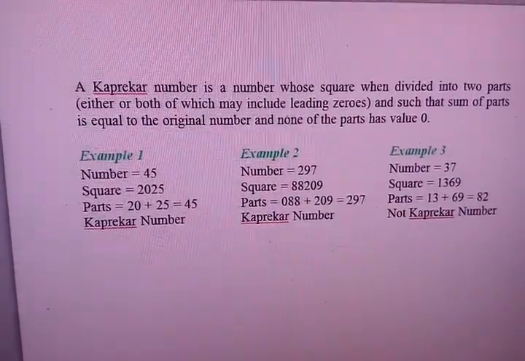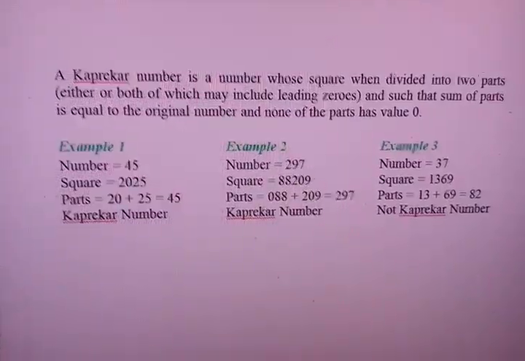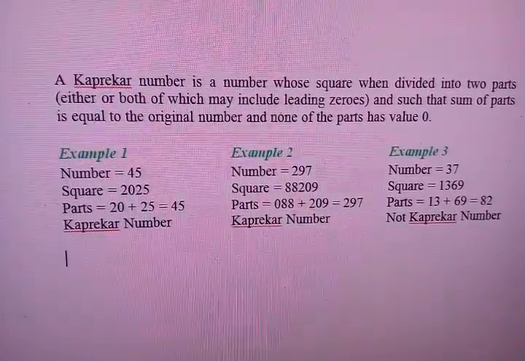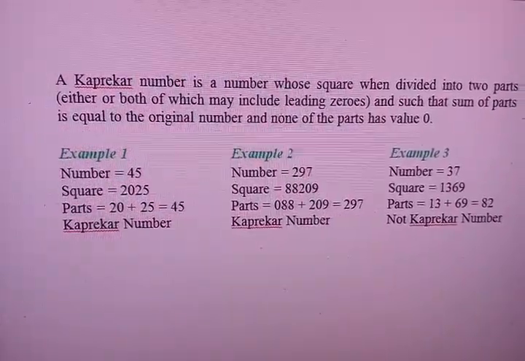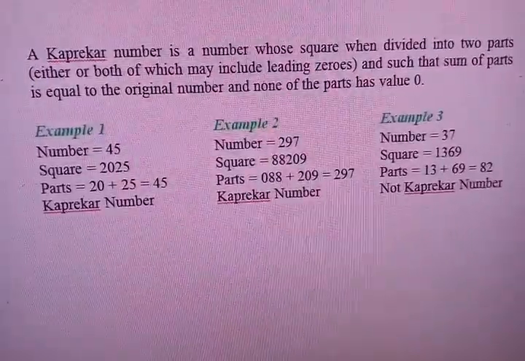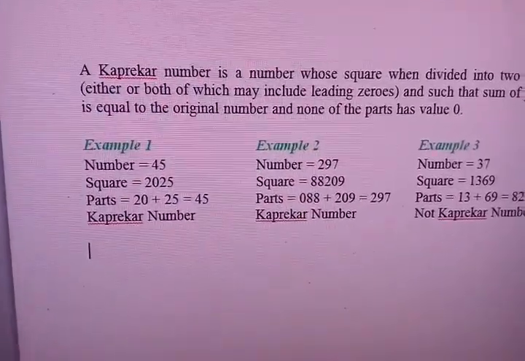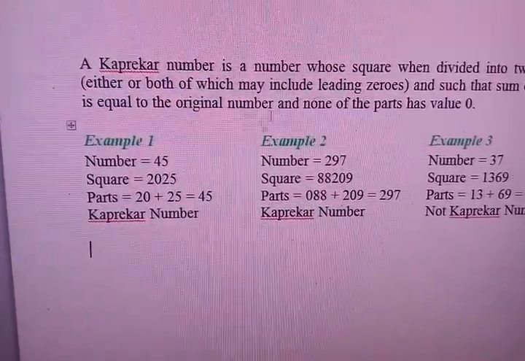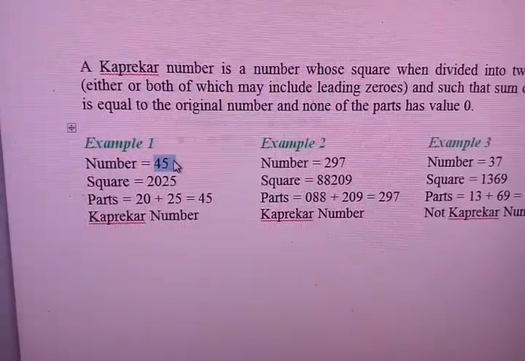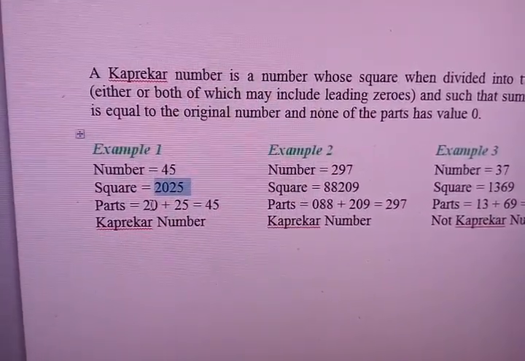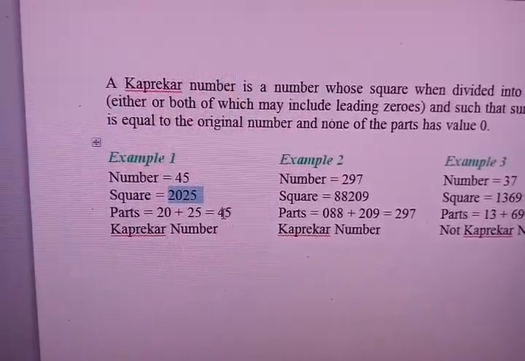So students, you can see the definition of Kaprekar number. Kaprekar number is a number whose square, when divided into two parts, is such that the sum of the parts is equal to the original number. Okay, so the number is 45, its square is 2025, and I need to divide the number into two parts, 20 plus 25.